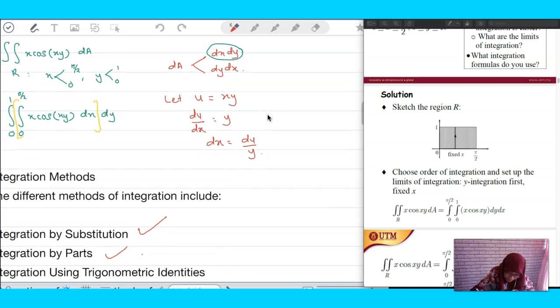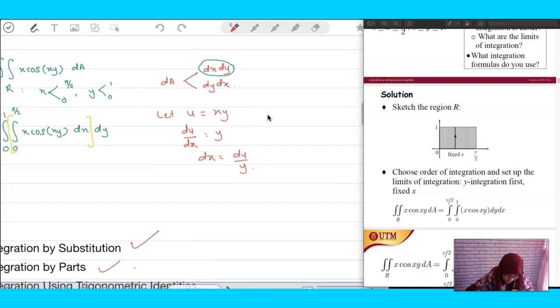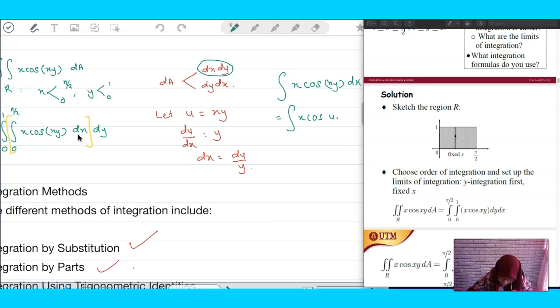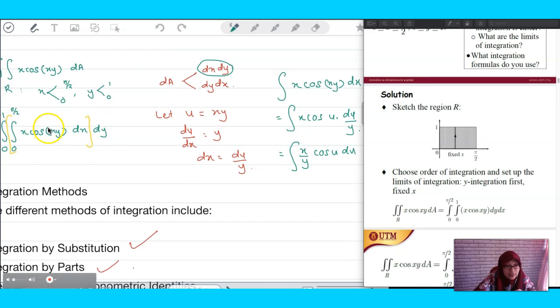Okay, so then, I'll rewrite this here. So you have now x cos of xy dx. By using the substitution, x cos, and now u, and your dx now du over y. So you have x over y cos u du. So that is only for the inner integration here.